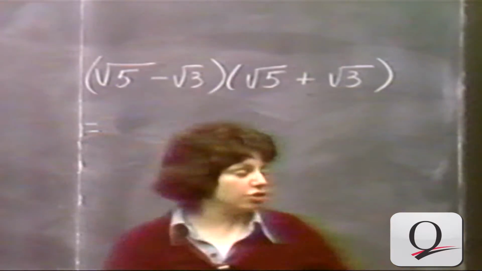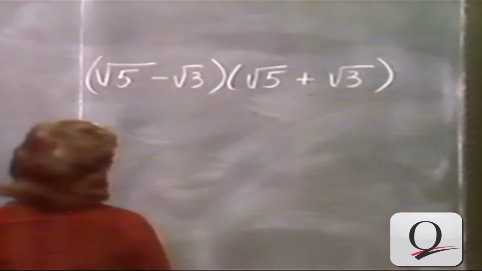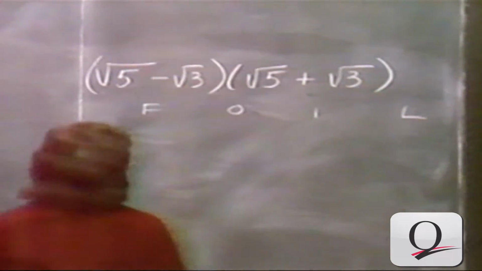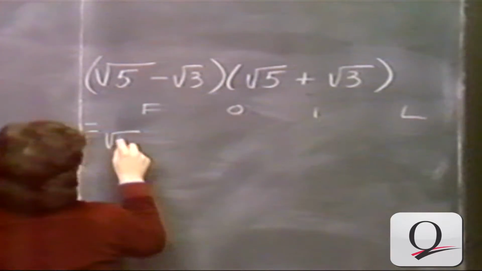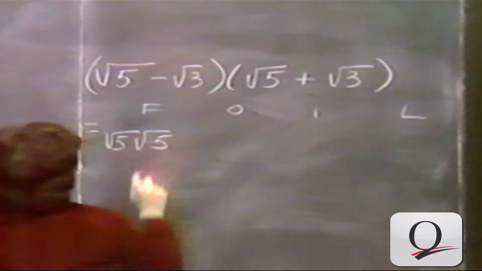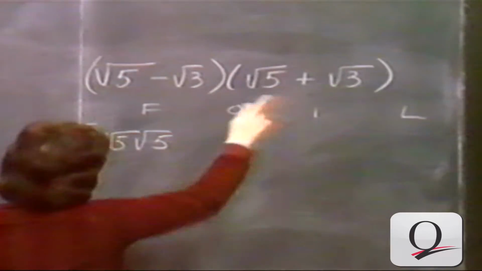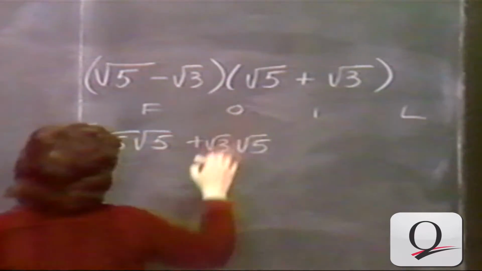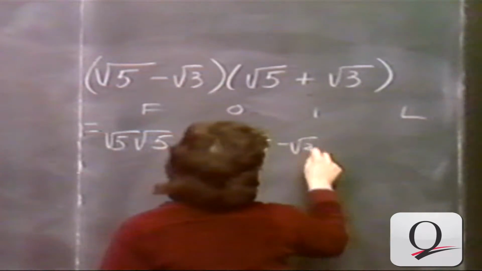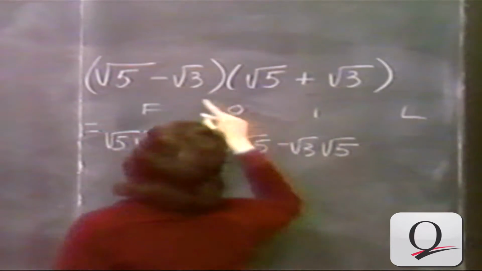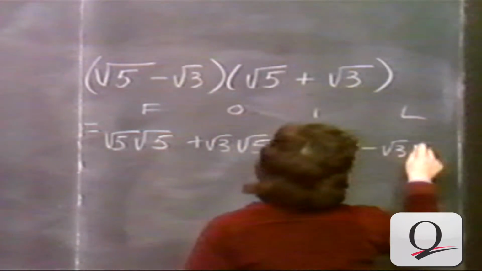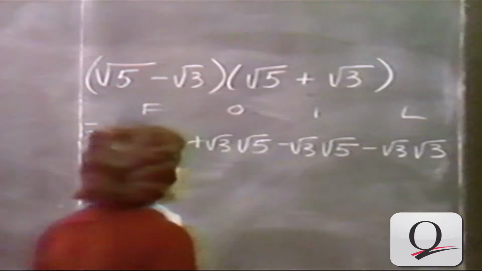Let's once again do this by the FOIL method. First, outer, inner, last. For first, we have the square root of 5 times the square root of 5. For outer, we have plus the square root of 3 times the square root of 5. For inner, minus the square root of 3 times the square root of 5. And for last, minus the square root of 3 times the square root of 3.